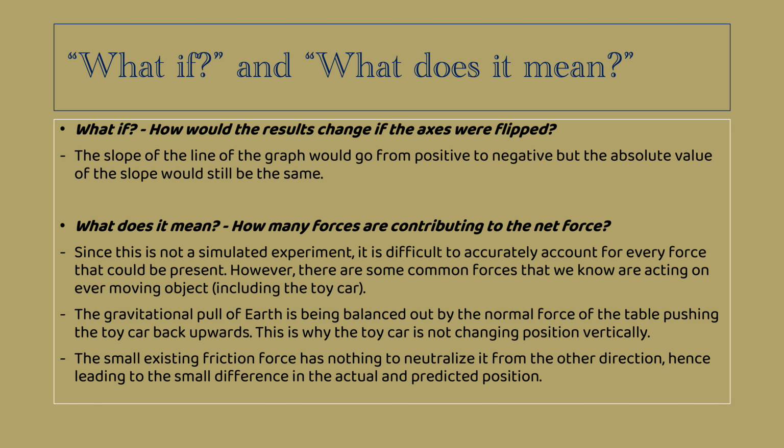Finally, what if? How would the results change if the axes were flipped? The slope of the line of the graph would go from positive to negative, but the absolute value of the slope would still be the same. And what does it mean? How many forces are contributing to net force?